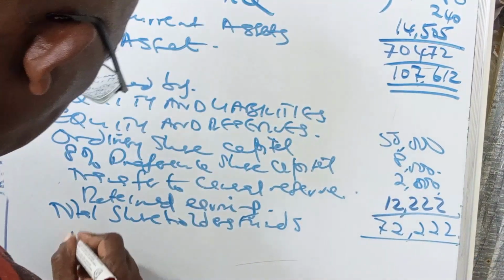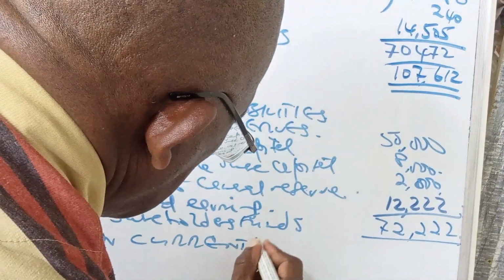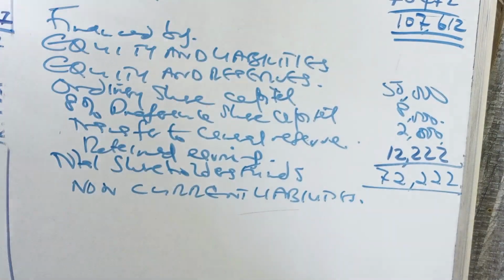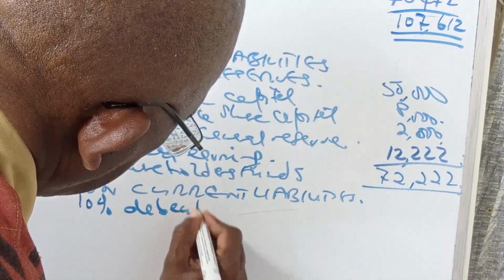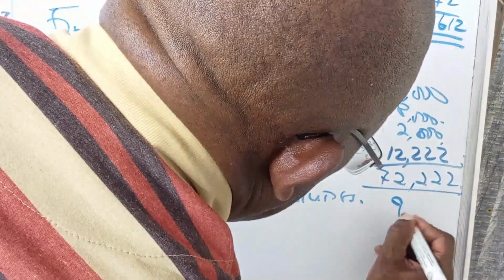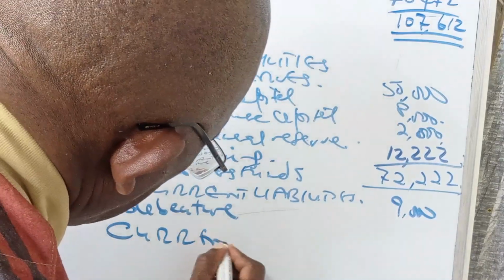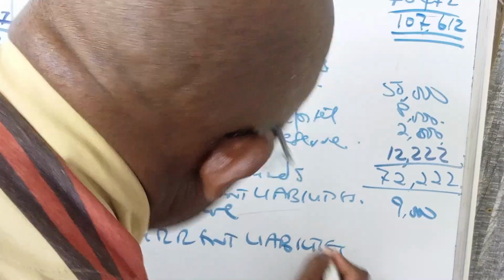Then we talk about non-current liabilities. Our non-current liability is the 10% debenture from the trial balance of 9,000. Then we go to current liabilities.